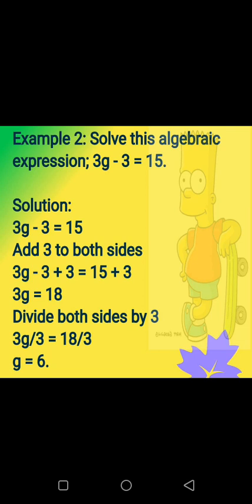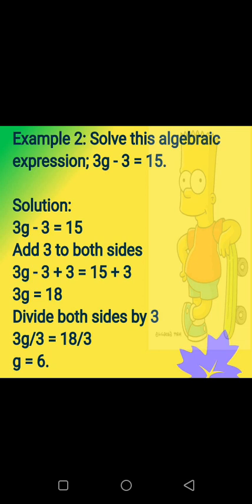So solution, 3g minus 3 equals 15. So add 3 to both sides. So we have 3g minus 3 plus 3 equals 15 plus 3. So 3g now equals 18 because minus 3 has cancelled out plus 3. So 3g equals 18. So 3g is the same thing as 3 times g. So times, the opposite is division. So we divide both sides by 3.